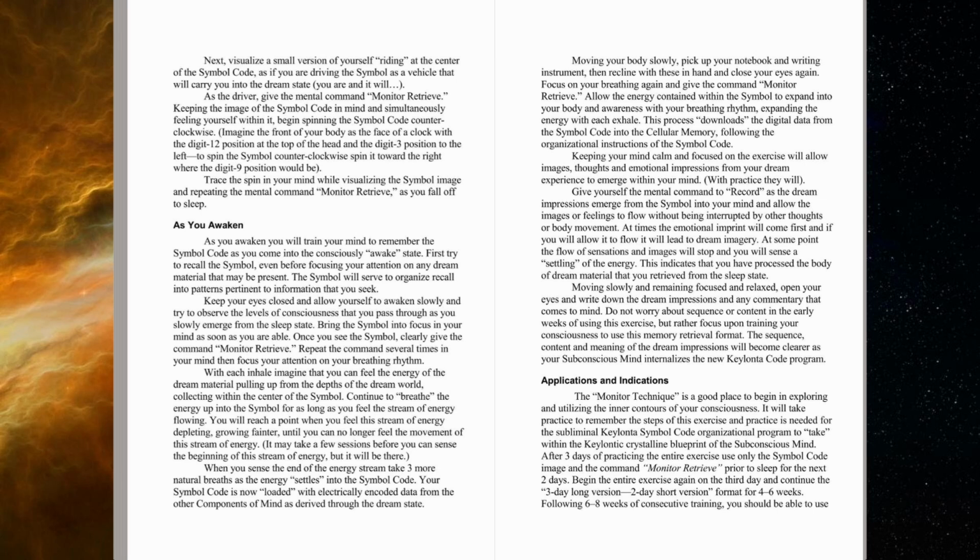Imagine the front of your body as the face of a clock, with the digit 12 position at the top of the head and the digit 3 position to the left. To spin the symbol counterclockwise, spin it towards the right where the digit 9 position would be. Trace the spin in your mind while visualizing the symbol image and repeating the mental command, Monitor Retrieve, as you fall asleep.